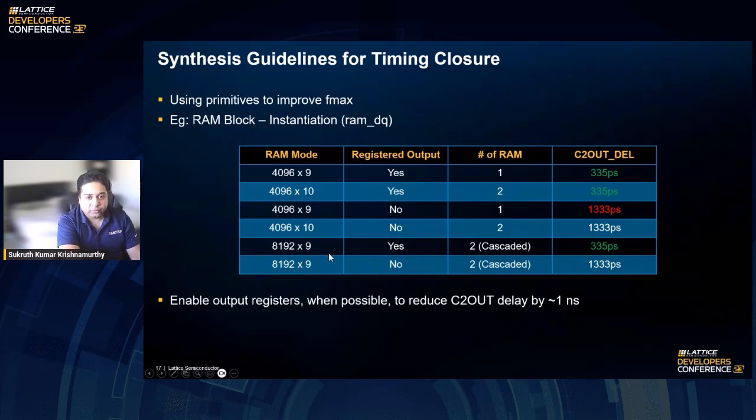If you want to use two RAMs in a cascaded mode, and if you are using a registered output, this still results in 335 picoseconds. If you have not used an output register in a cascaded mode, it again increases to 1333 picoseconds. This means enabling output register whenever possible reduces the C2 out delay by about 1 nanosecond.